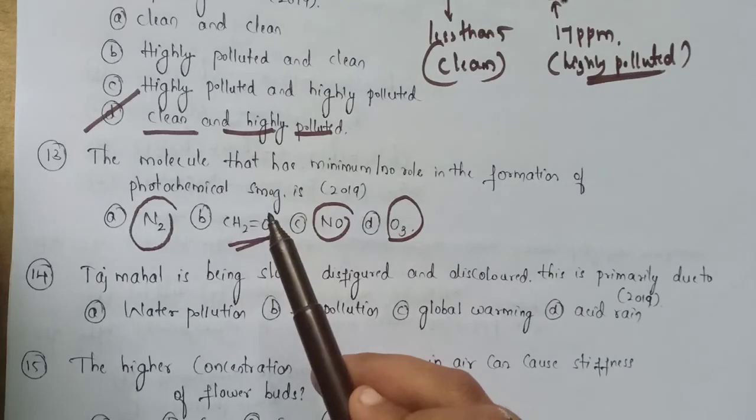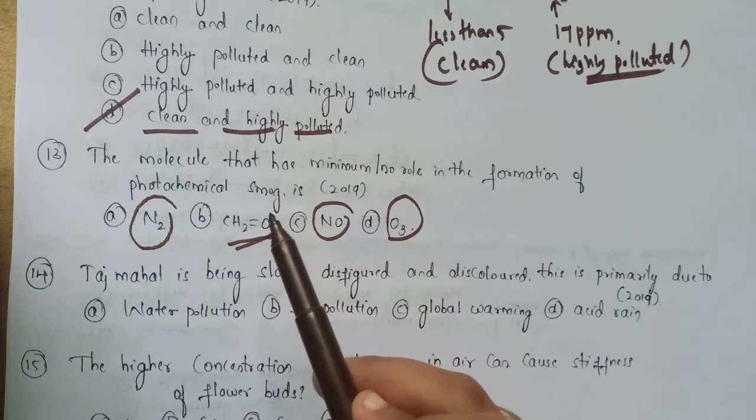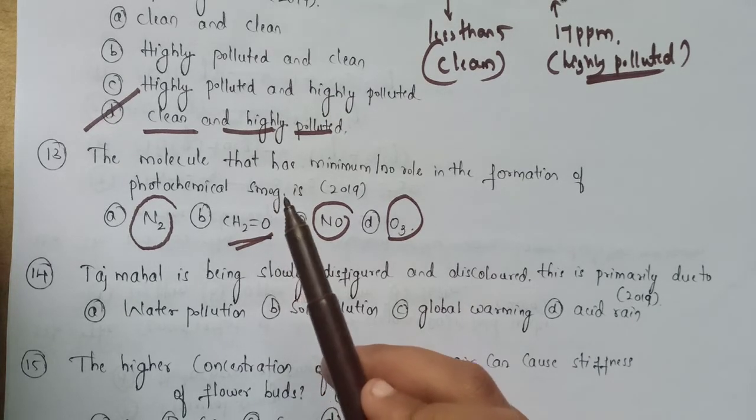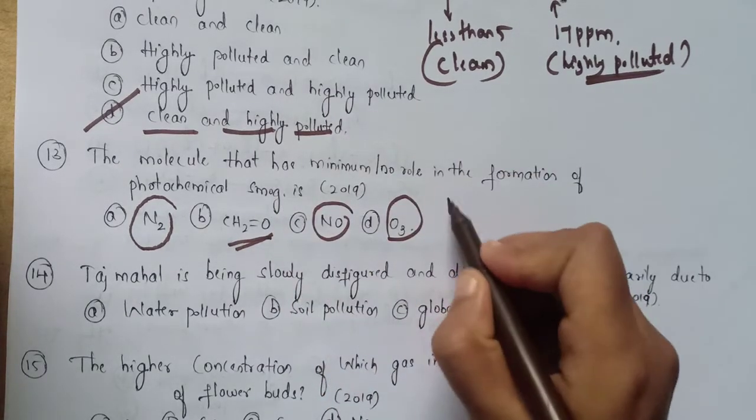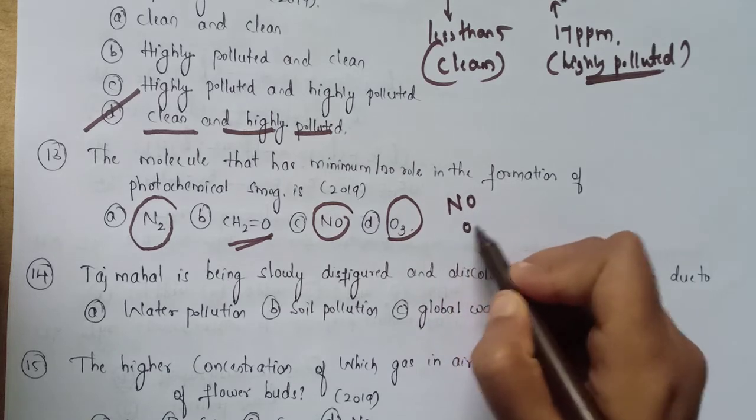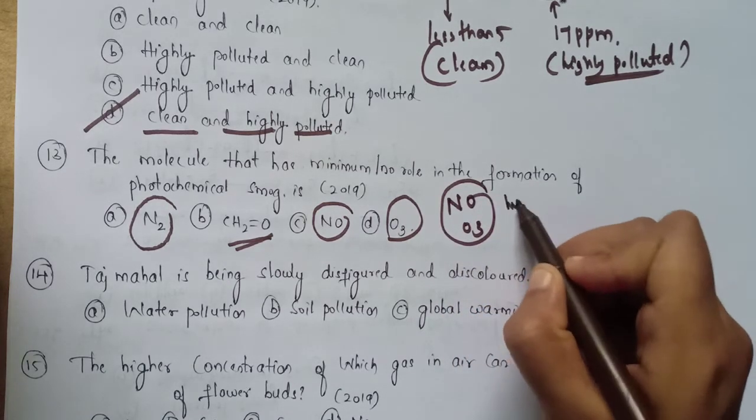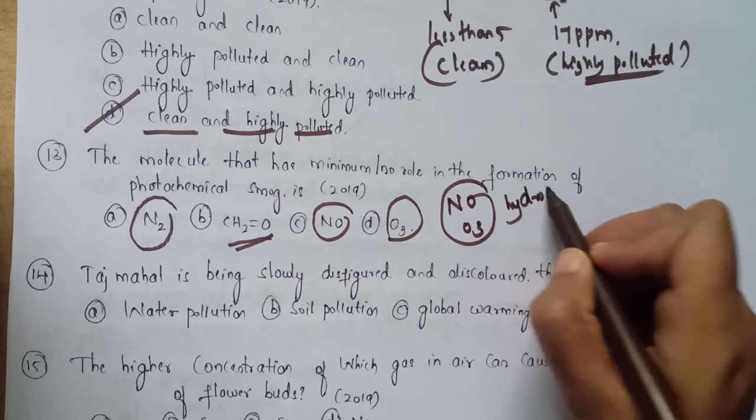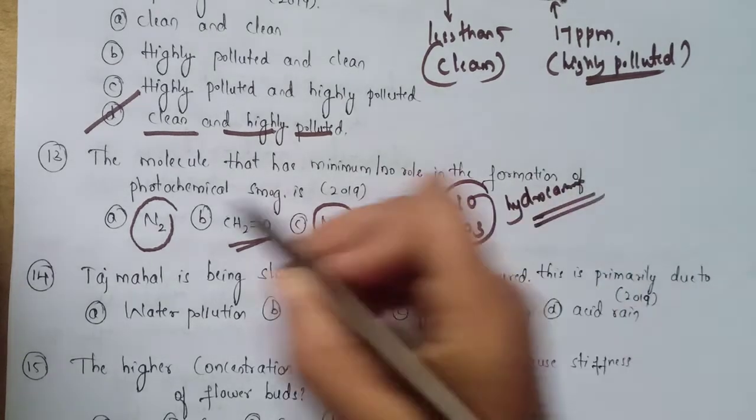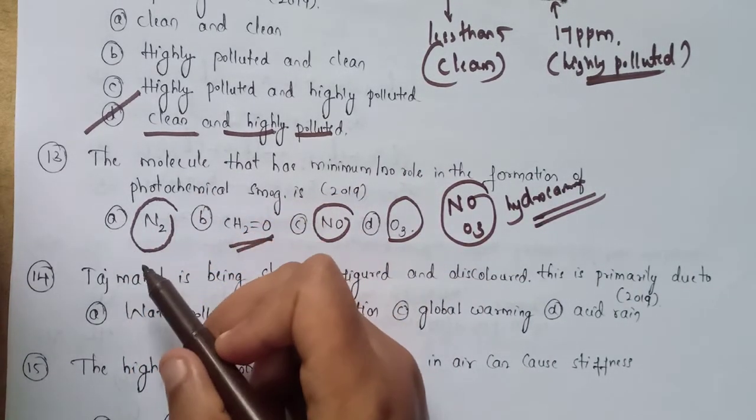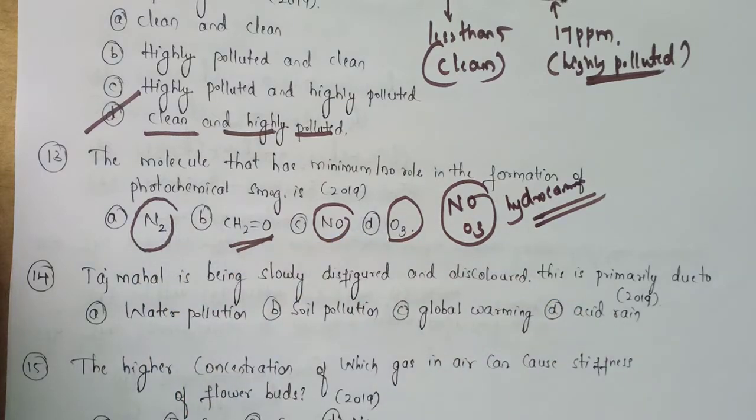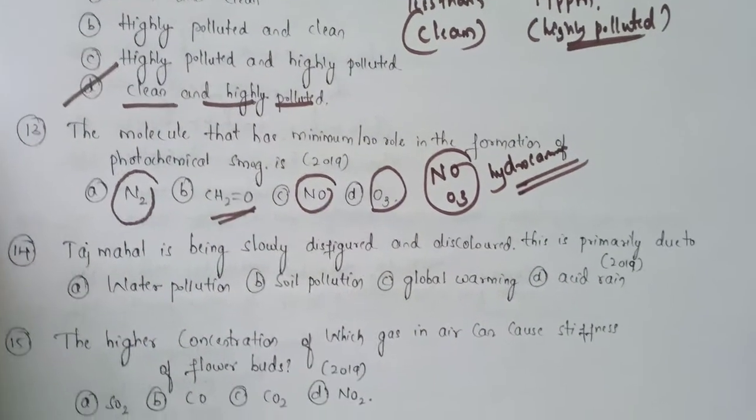Always remember that hydrocarbons which are unburnt, and the nitric oxide and the O3 have the major role in the formation of this photochemical smog. So the correct option is option A, which is having the minimum role, that is N2 is having the minimum role in the formation of the photochemical smog. Coming to the 14th question.